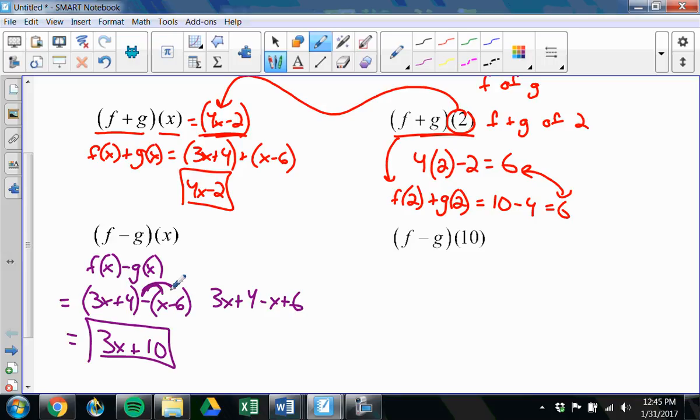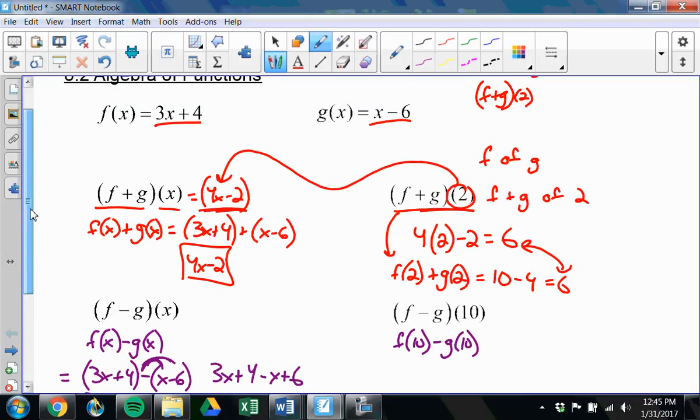So now to find f minus g of 10, there's two ways I could do it. I could do f of 10 minus g of 10. f of 10 would get me 30 plus 4 is 34. g of 10 would get me 10 minus 6 is 4. And 34 minus 4 is 30.